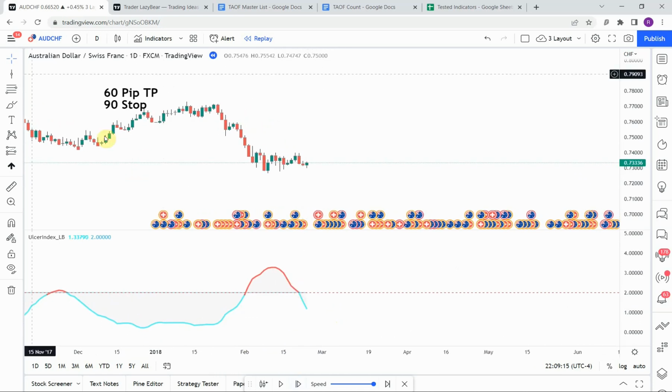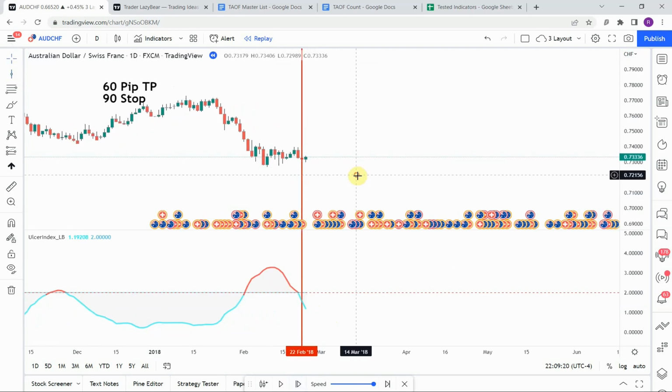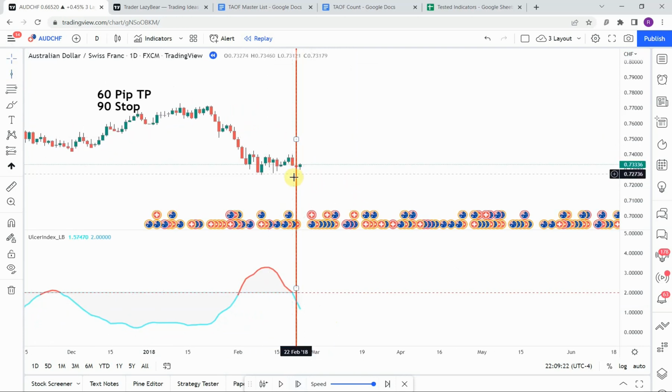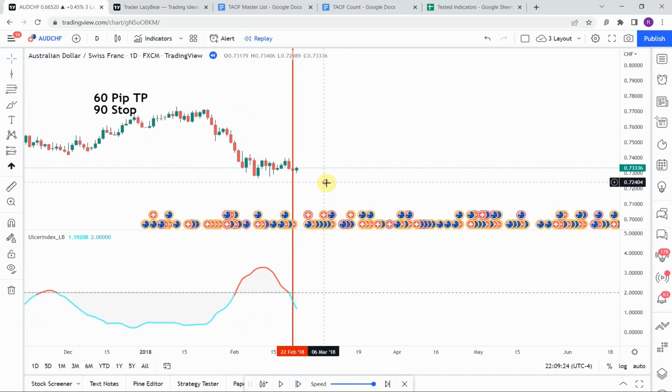All right, it takes place right there on that one. That's going to be a signal to go long right there. Let's go ahead and play it forward a little bit and see what happens.